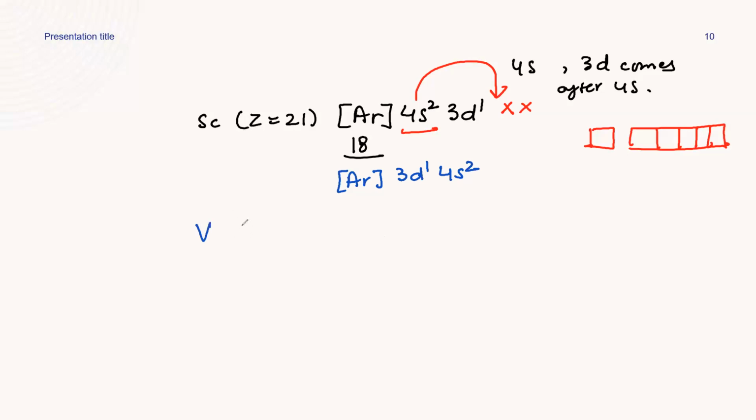So let me try to write one more for you. Vanadium. Vanadium atomic number is 23. So up to argon, 18 are filled. So how many more? 5 are left. So 4s2, first of all, 2 in the 4s, and just 3 are left. So 3d3. Okay, so this is the electronic configuration of vanadium.